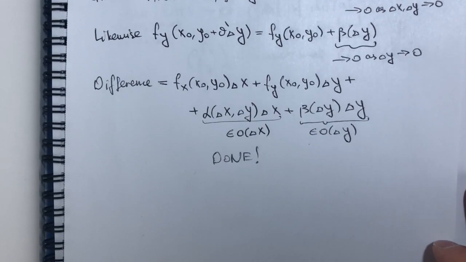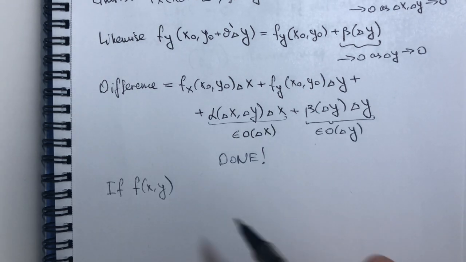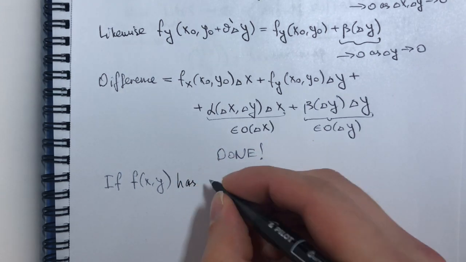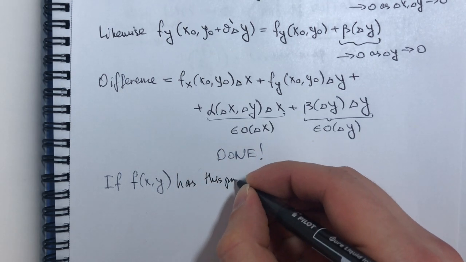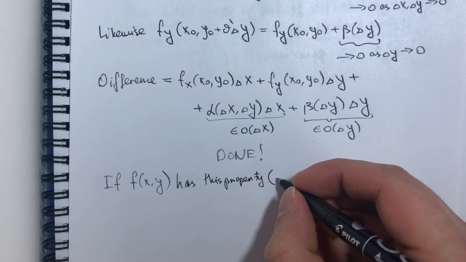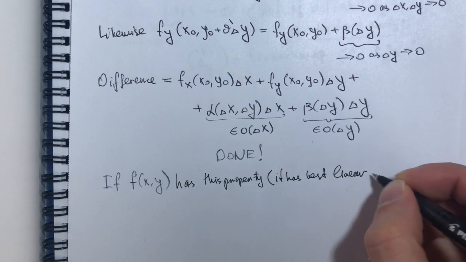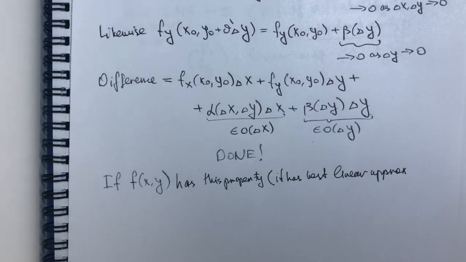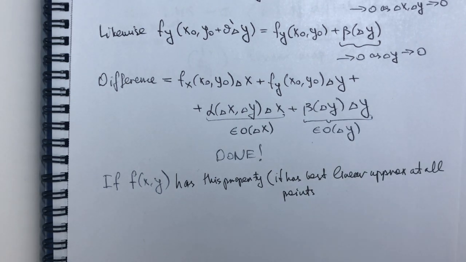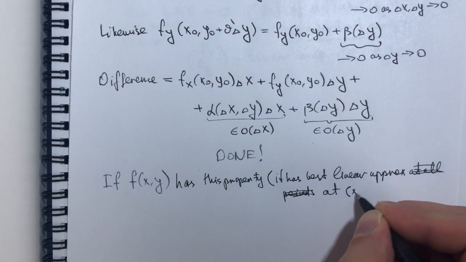But it's important to now state certain definitions. So if our two-variable function has this property, so it has best linear approximation at all points, or actually for now, let us write at a specific point x0, y0.